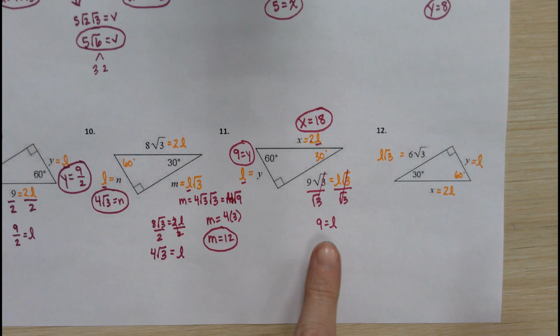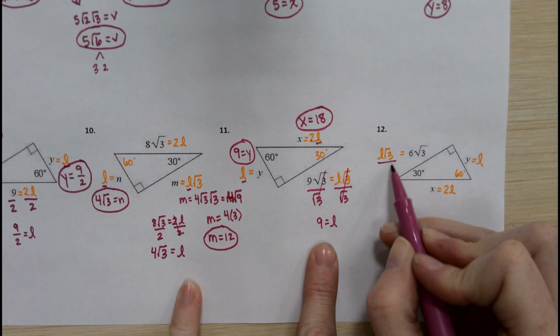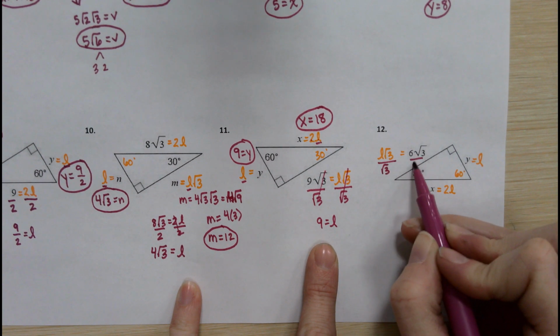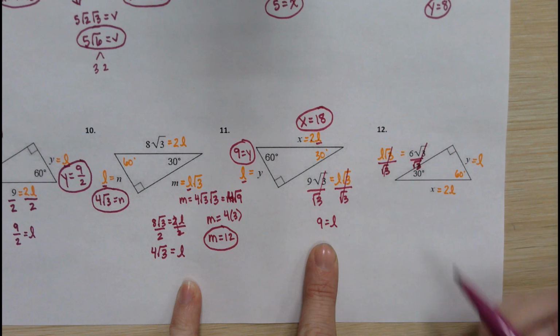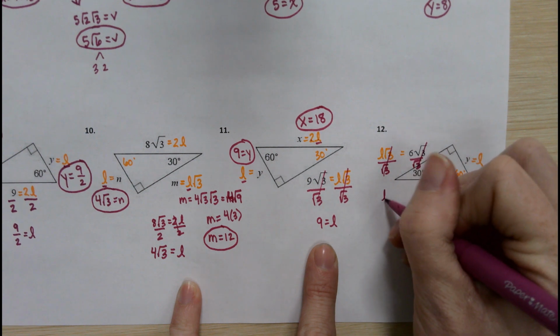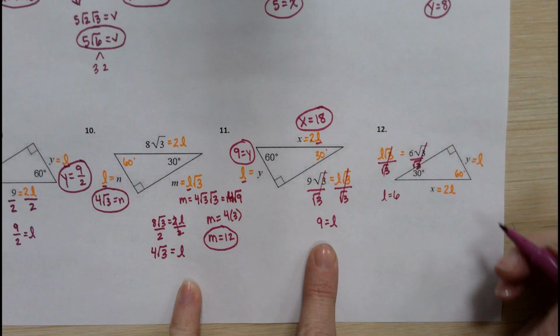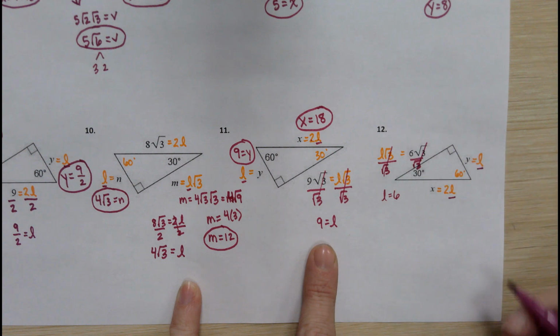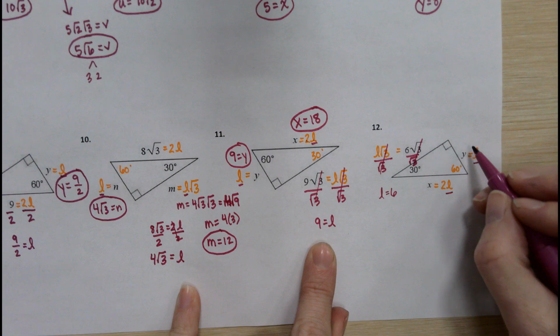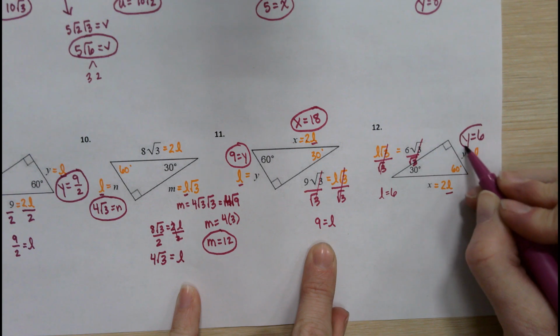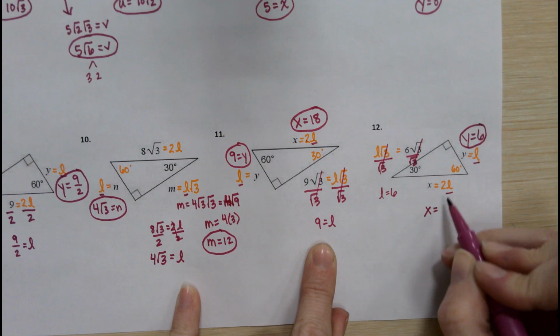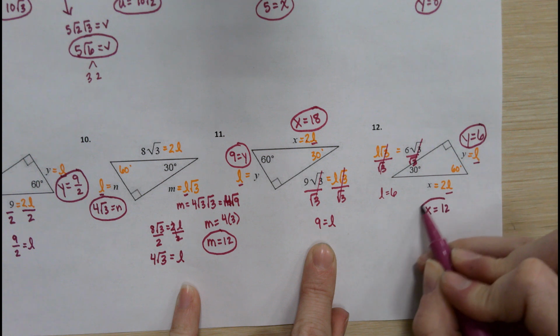This one's going to be very similar to number 11. To figure out our L, we need to divide both sides by root 3, which means L equals 6. We take that 6 and we plug it in anywhere we see an L. Y equals 6, and X equals 2 times 6, or 12.